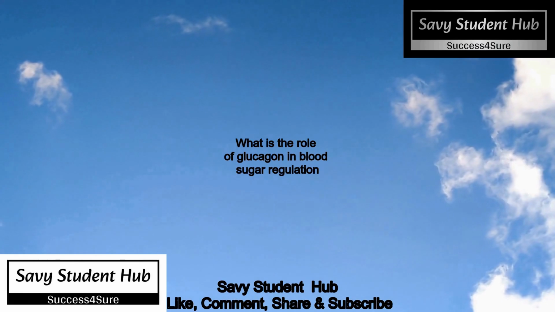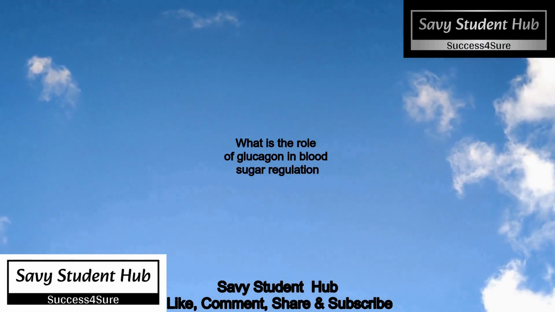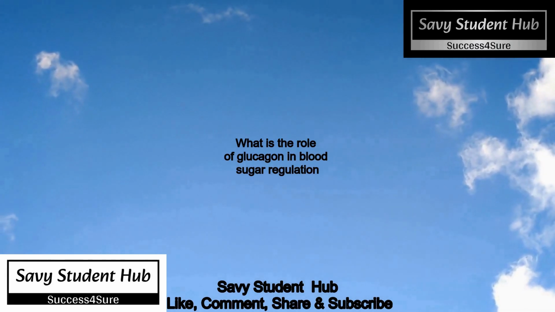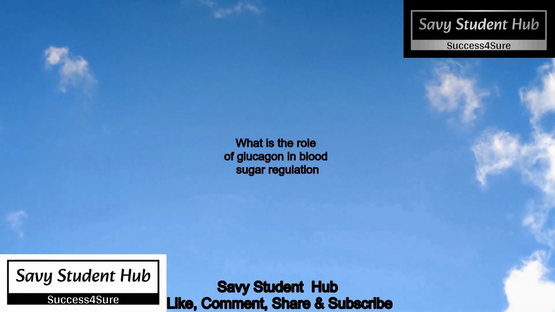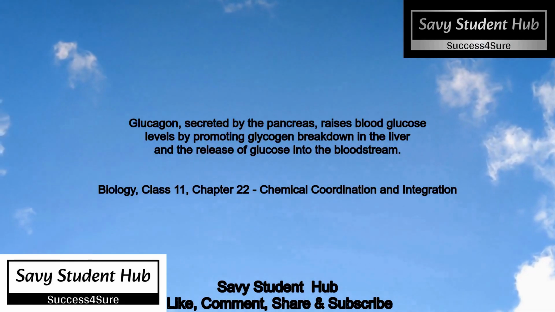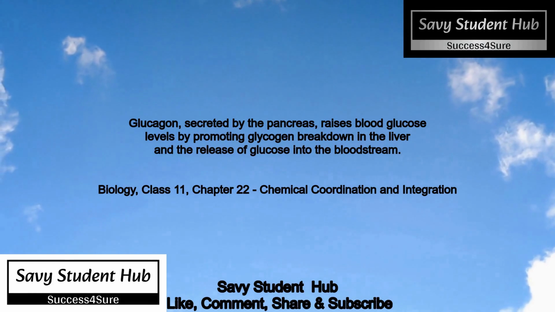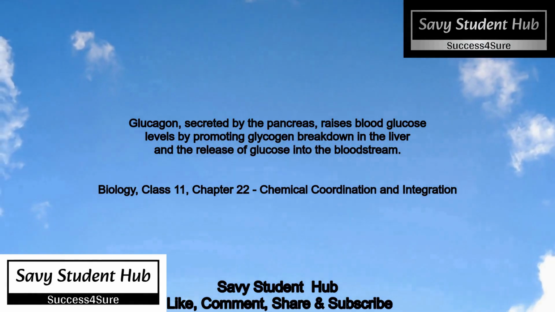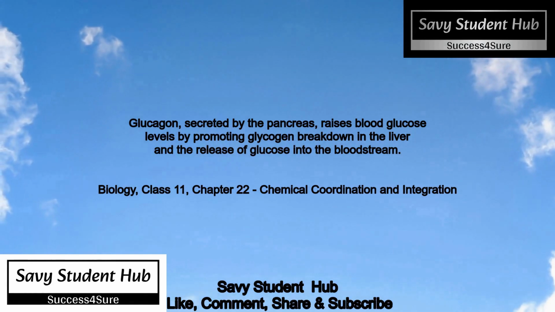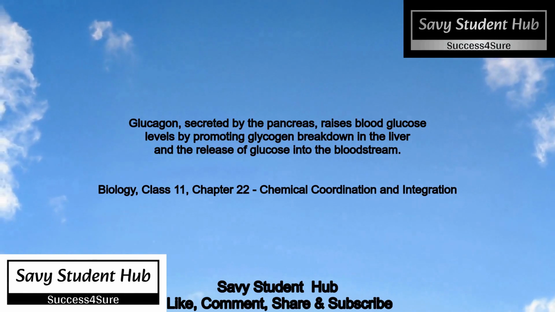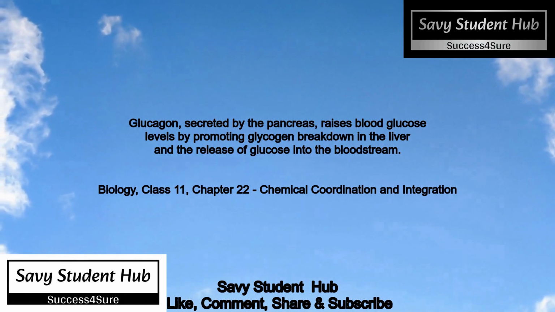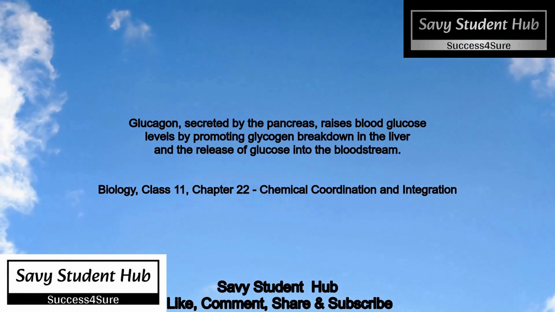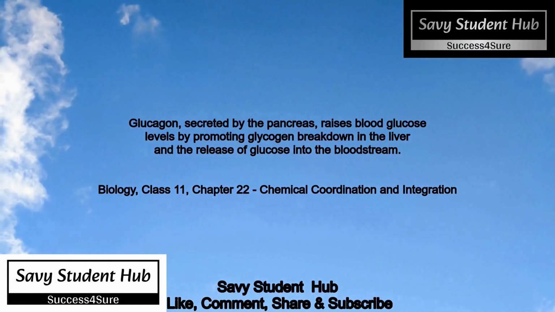What is the role of glucagon in blood sugar regulation? Glucagon, secreted by the pancreas, raises blood glucose levels by promoting glycogen breakdown in the liver and the release of glucose into the bloodstream.